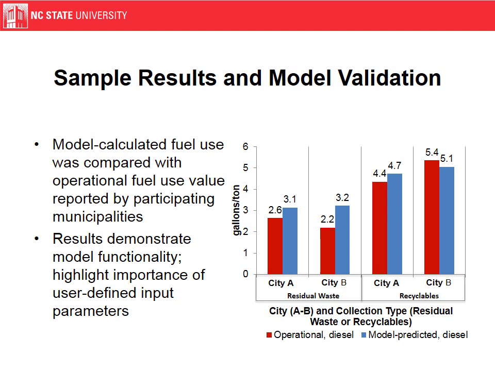On this slide, we used the model to calculate the fuel use based on a city that was somewhat like City A and City B. And after computing the fuel use, we compared it with the operational values that we had for those cities. For residual waste, you can see the model somewhat overpredicted. And for recyclables, it was overpredicted for City A and underpredicted for City B. So the results demonstrate that the model functions, but it's also really important to refine the model with accurate input parameters to get a good estimate of fuel use.